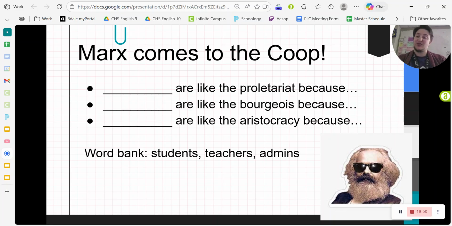Let's come a bit closer to home to wrap things up. If we apply the Marxist lens to Cooper, it's not a story, but it is part of society, we can start to look at how different groups at Cooper, like students, teachers, and administration, could be mapped onto these three different classes. The proletariat, remember that is the biggest group with the least amount of power. The bourgeois, who have more wealth and power and are a slightly bigger group, and the aristocracy, who have the most power, they're the smallest group, and they get to make the rules.